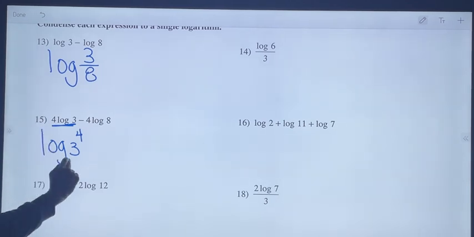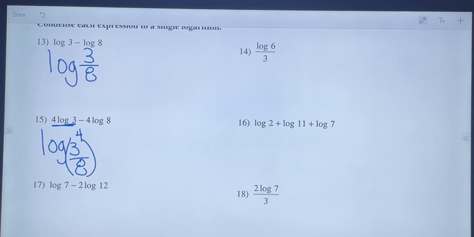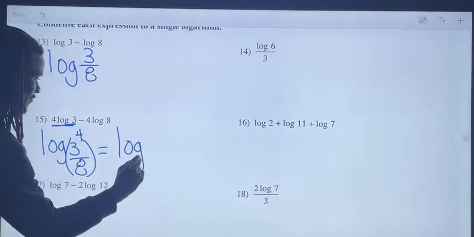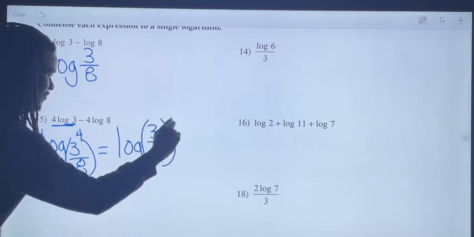Yeah, it's log 3 to the power 4 over 8 to the power 4. No, wait. It would have to be in parentheses, because if you leave it like that, it would be a parentheses. That's what I was doing. Let me write that better. Explain yourself. And you forgot the parentheses too. I wasn't even finished.